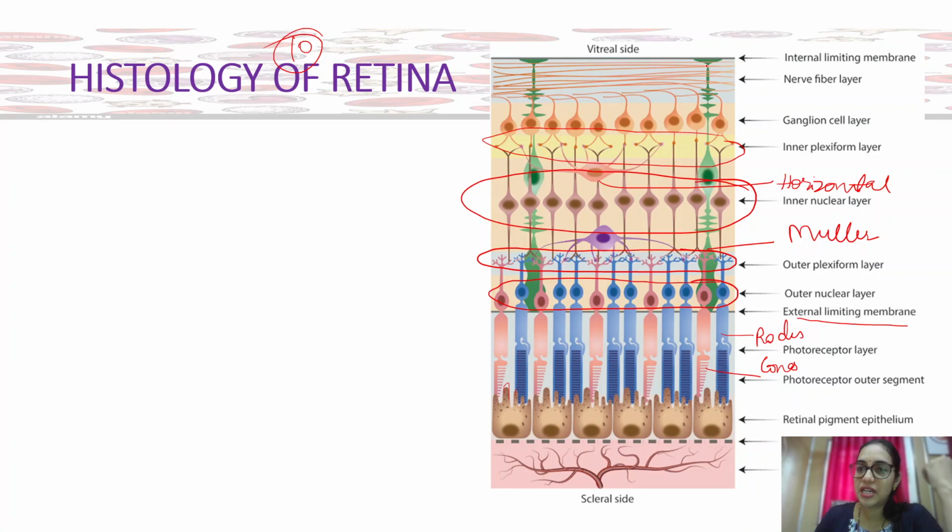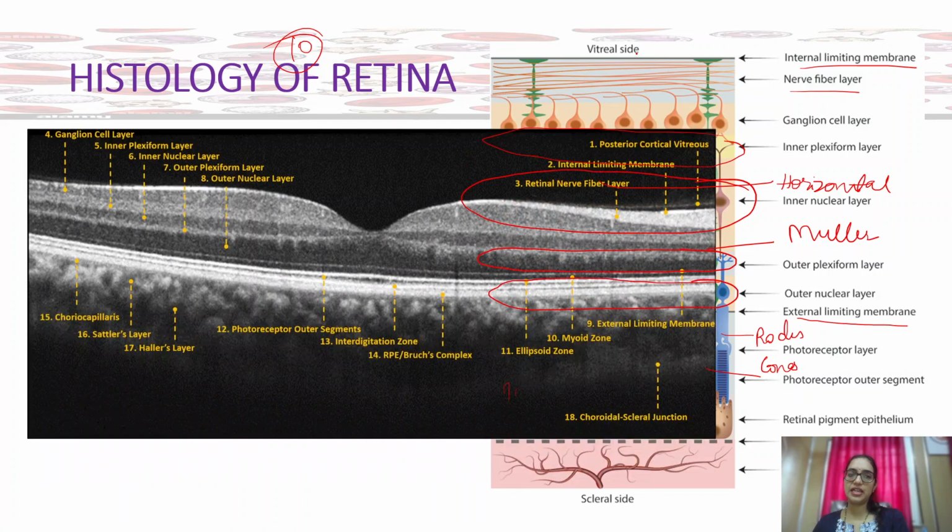If you see, they extend right from the inner limiting membrane to the external limiting membrane. Then we have the ganglion cell layer, which we discussed. They are absent in the fovea. And then there is the nerve fiber layer, and the innermost is the internal limiting membrane, which is in close approximation with the anterior vitreous face. So these are the 10 layers, which can also be seen on OCT.